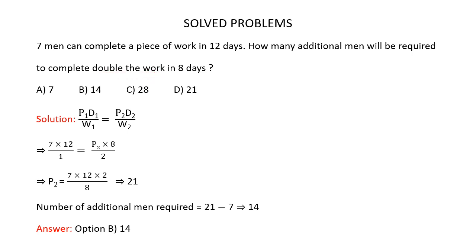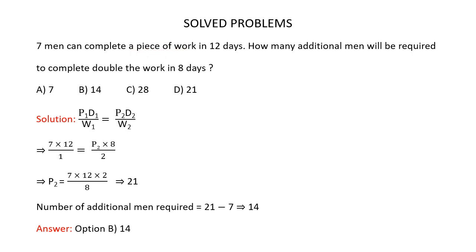Since the amount of work done in both the cases is different, use the formula P1 D1 divided by W1 is equal to P2 D2 divided by W2. Here, P1, the number of men is given as 7. D1, the number of days is given as 12. W1, the amount of work is given as 1.